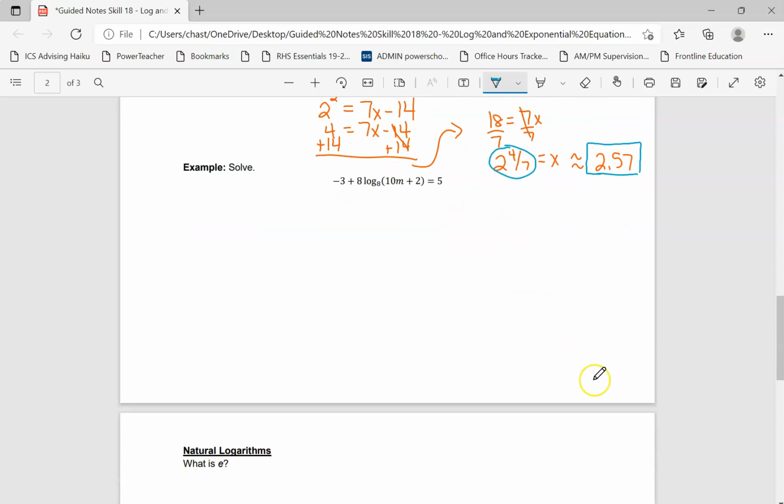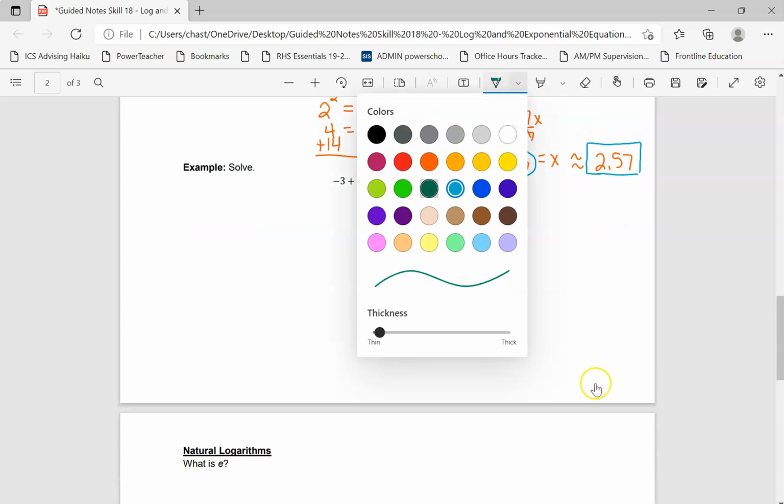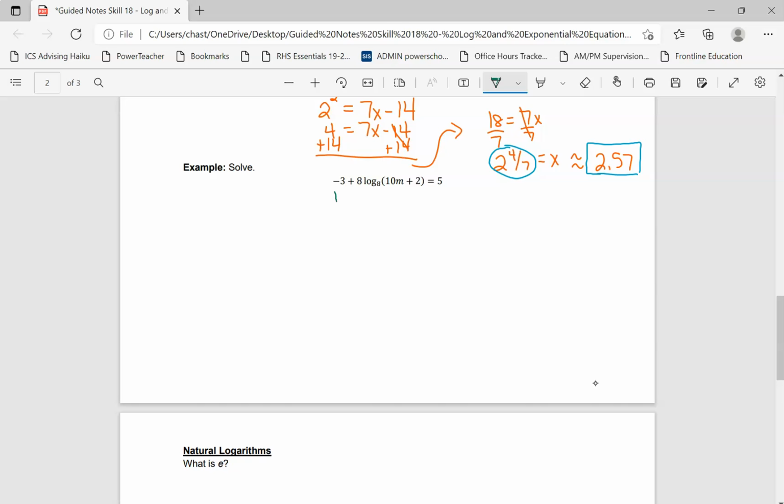All right. Here's another one. On this one, to solve this, we have to get the log part by itself first. So I'm going to add 3 to both sides, and we get 8 times log base 8 of 10m plus 2 equals 8. Divide by 8 on both sides. You get log base 8 of 10m plus 2 equals 1.